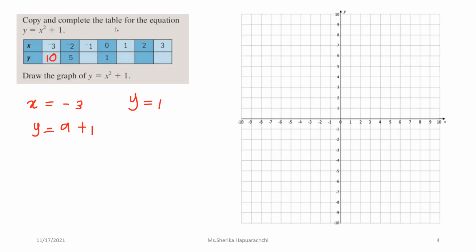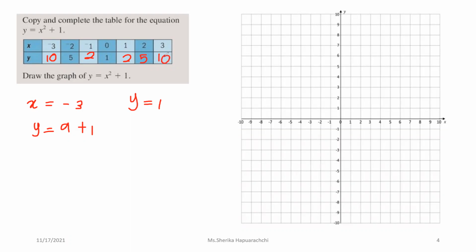Okay, right. Then I can take the next one. Negative 1 into negative 1, it's 1. 1 plus 1, I'm getting 2. Here, 1 squared means 1. 1 plus 1, it's 2. Then 2 times 2, 4. 4 plus 1, it's 5. 3 times 3, 9. 9 plus 1, 10.